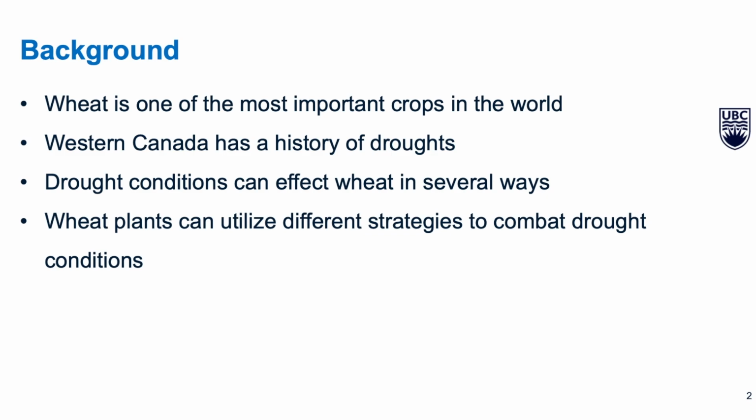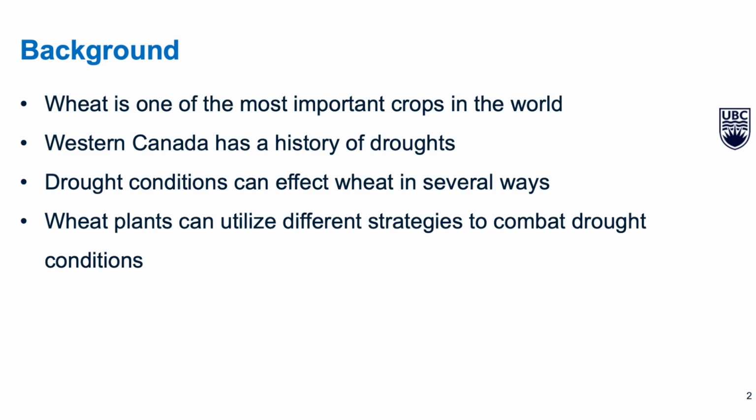There has been a lot of literature published on drought studies in wheat. Drought conditions have been found to affect wheat in several ways. For example, decreases in plant height, yield, and both above and below ground biomass have been noted. Root hydraulic conductance can also decrease due to suberization, and the elongation of roots was noted to slow down with drought stress. Wheat plants can utilize different strategies to combat drought conditions, and this has been a big topic of concern, especially here in Western Canada.